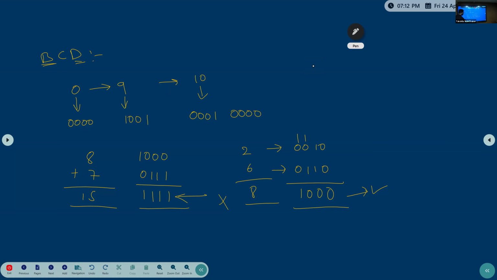We'll see how we can represent 3: 0 0 1 1. We'll add it to the sum, and it becomes 1 1 0 0. This becomes 12, but here it is 15, right? Then adding 3 will not be the correct solution.